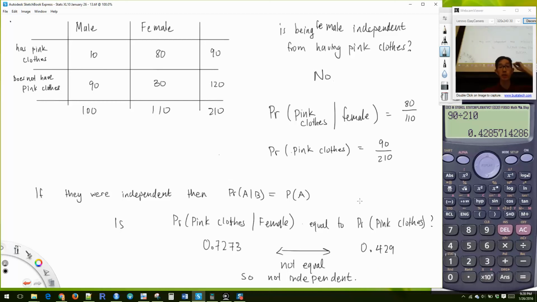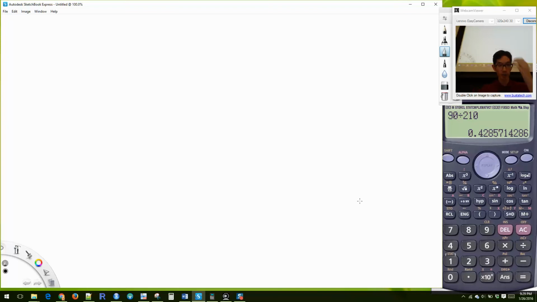Okay, please make sure you understand this example. And then just to contrast, I'll give you an example where they are independent. I'll let you guys write this down. Yeah, you can say they are dependent. Yeah, that's fine. Okay, I'm going to flip a slide.